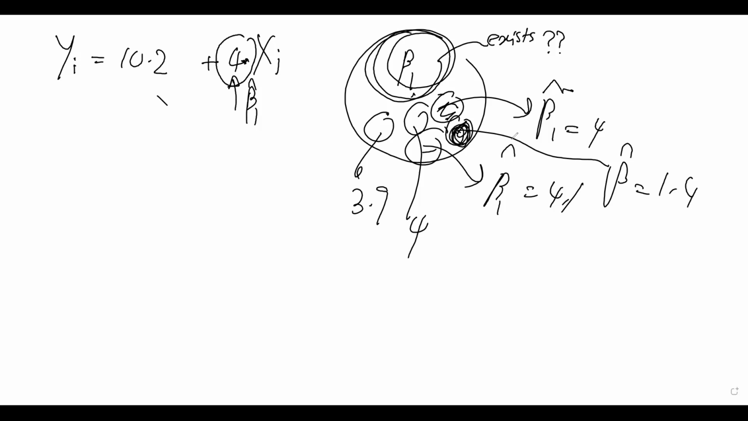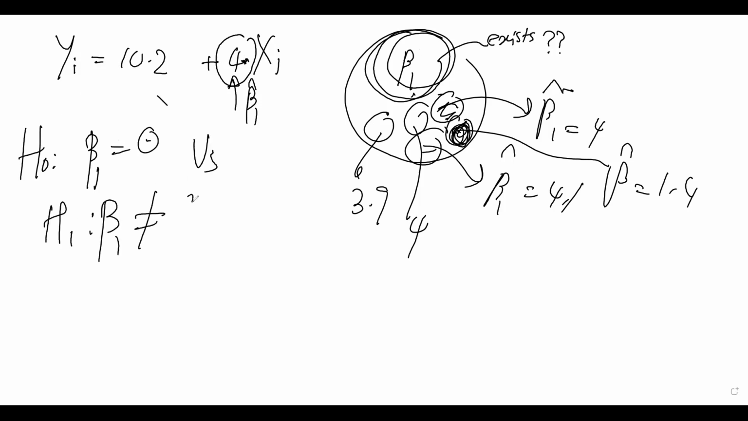What we are checking is not in the sample data we know, but with this population beta 1, whether it exists, because we are making this model for the population, not for the sample, right? So we are checking this. What do we check? Under H0, we check whether beta 1, not hat, okay, that is meaningless. Beta 1 hat is 4. We are checking whether beta 1 is equal to 0 or it's different from 0. This is the hypothesis of interest.